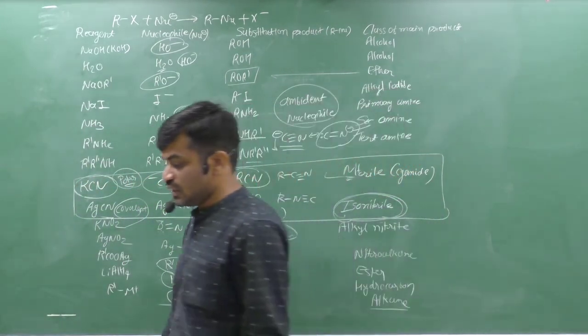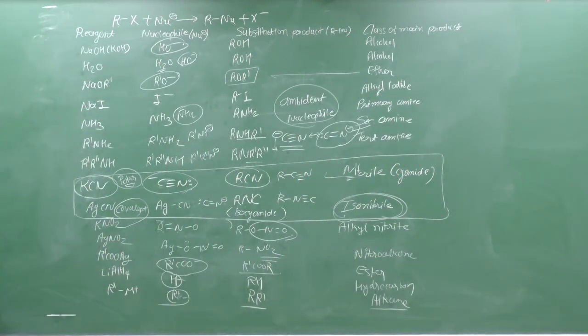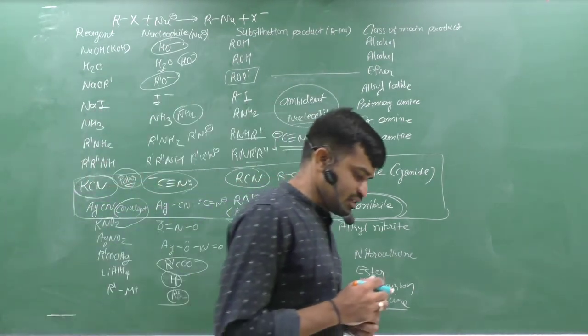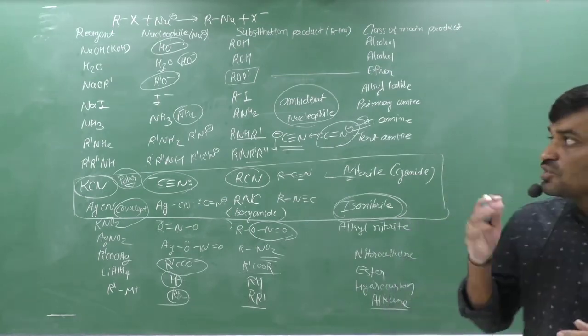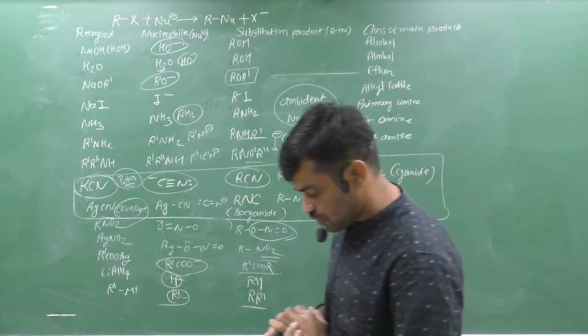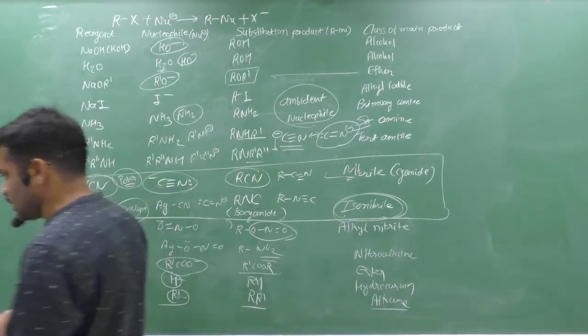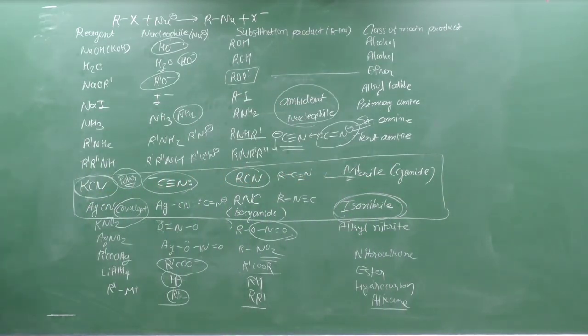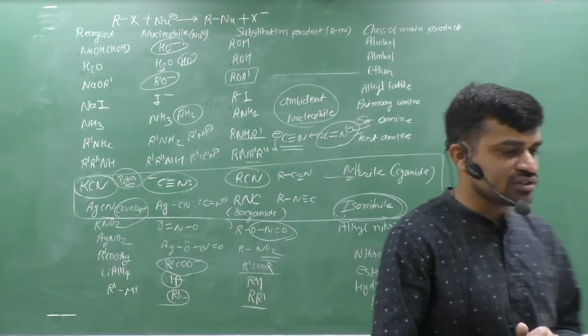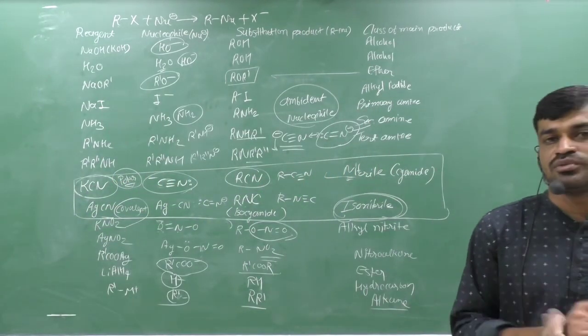Now in the next lecture we can discuss the mechanism of these nucleophilic substitution reactions. These nucleophilic substitution reactions follow two types of mechanism, SN1 and SN2. So from the next lecture we can start the mechanism of nucleophilic substitution reaction, SN1 and SN2.